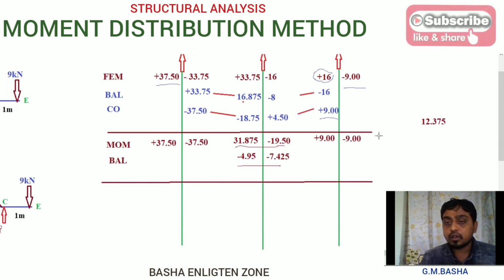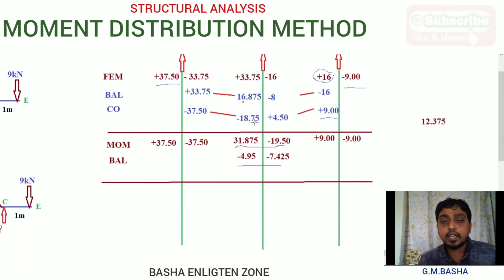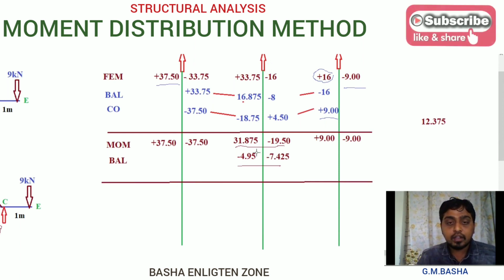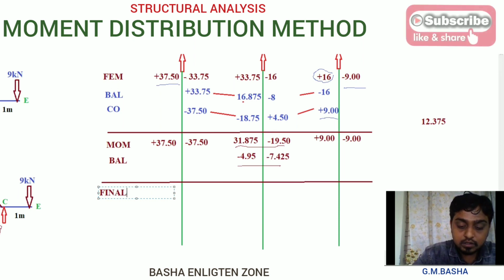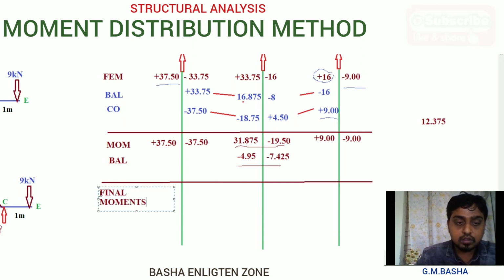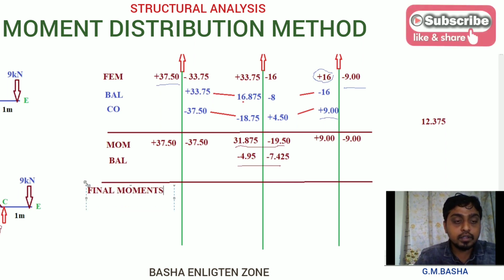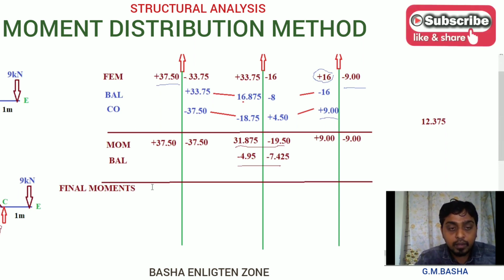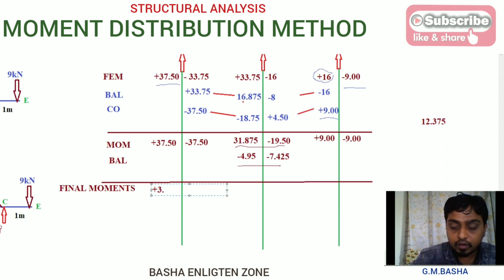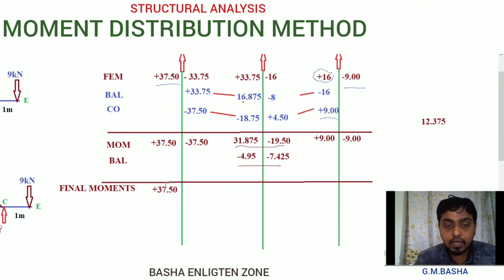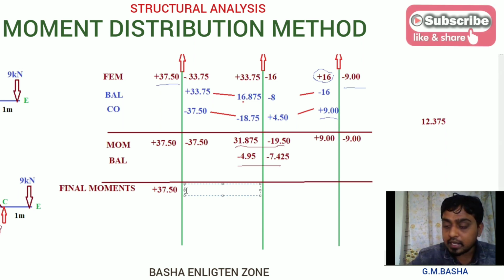Okay, see here your procedure ends up to this one, then add final moments. So if you add all these things, you will get final moments. So your final moments will be, see here, this one will be here plus 37.50. Similarly here minus 37.50, and here 31.875 minus 4.95.